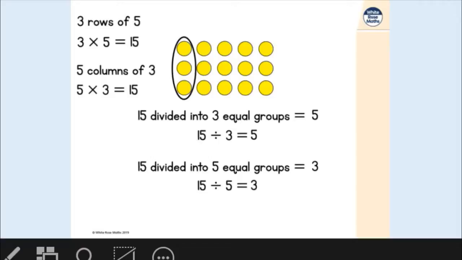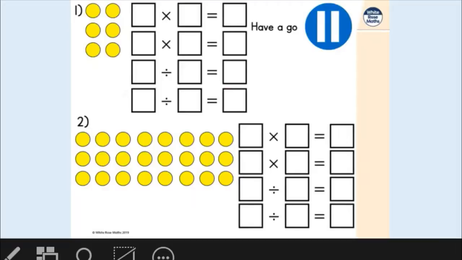So we can see there, we look at our 2 division sentences, the 3 and the 5 have swapped places, haven't they? 15 divided by 3 is equal to 5, so 15 divided by 5 is equal to 3. I've given you 2 arrays there, so pause the video and see if you can complete all 4 number sentences for each array.